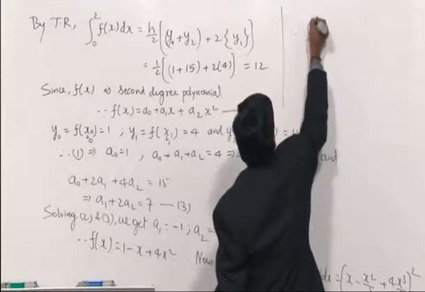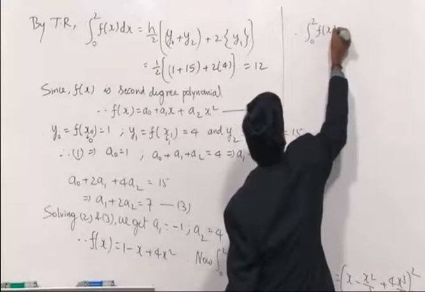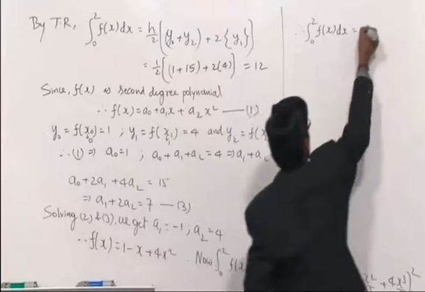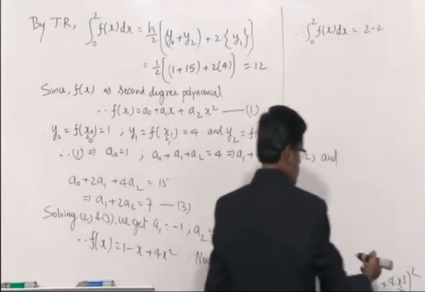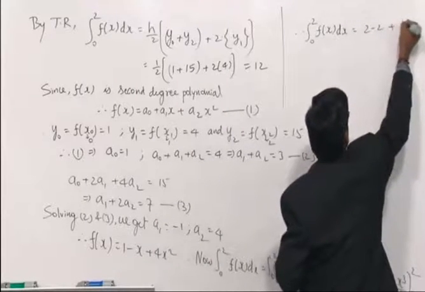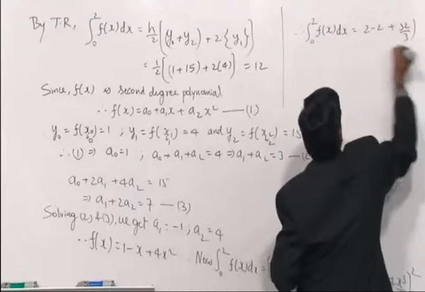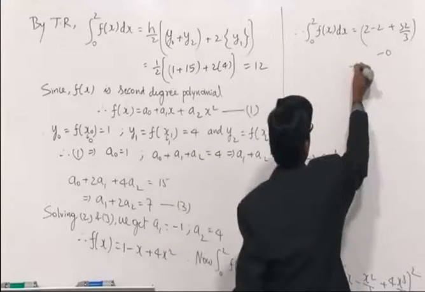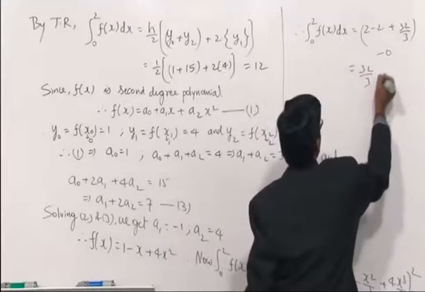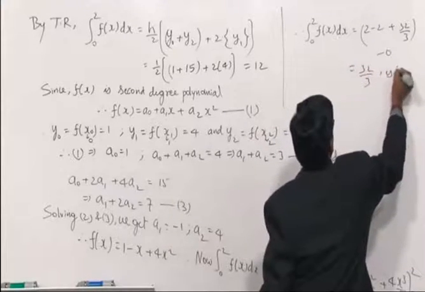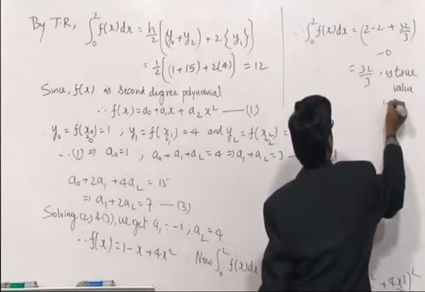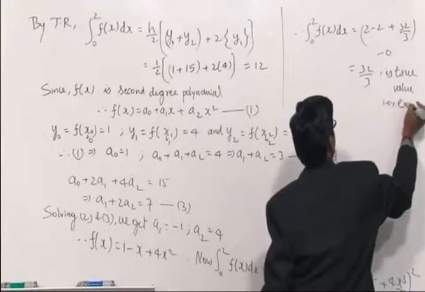Therefore integral 0 to 2 f of x dx is equal to the upper limit: 2 minus 2 square by 2, that is 2 minus 2, plus 4 into 2 cube, which is 8, so 32 by 3. With the lower limit, all x terms become 0 after substituting 0. So this simplifies to 32 by 3. So this is the true value, that is also called the exact value.